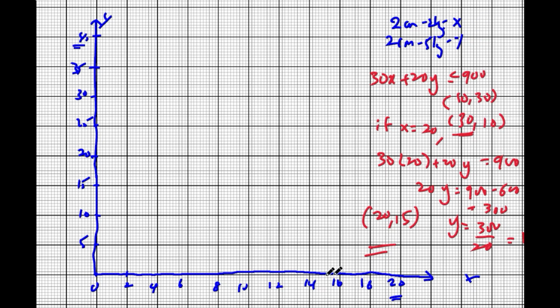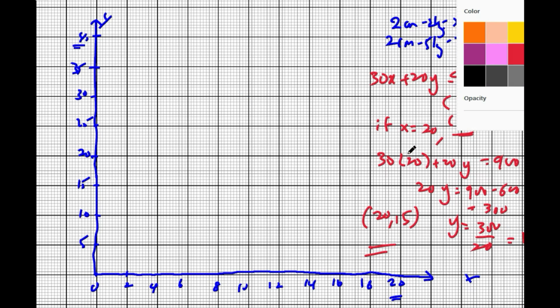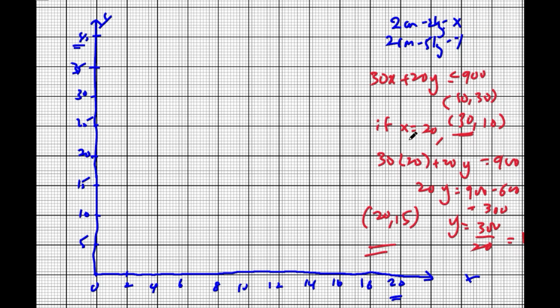So 20 and 15. So we have (10, 30) and we also have (20, 15). So (10, 30) is here, and then we have (20, 15), which is here.